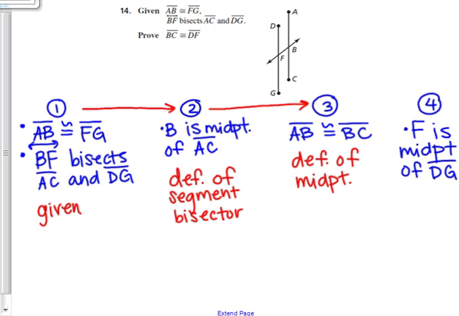And I know that because of the definition of a segment bisector. Because I knew that if a segment bisector hits at the midpoint, if a line hits at the midpoint, then it's a segment bisector.